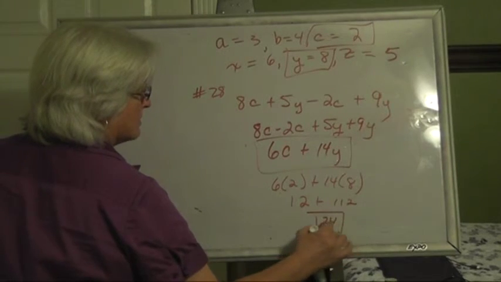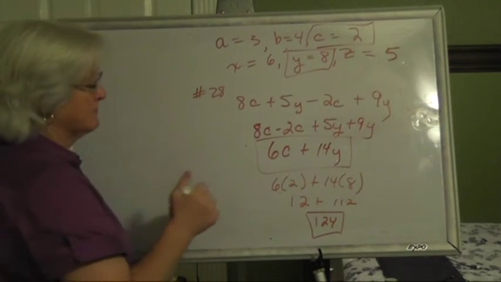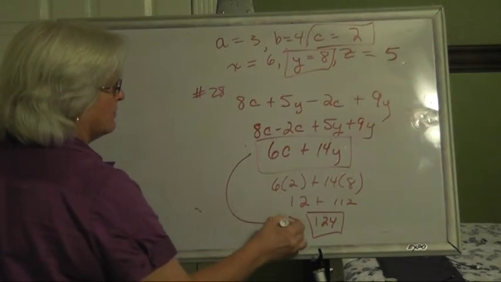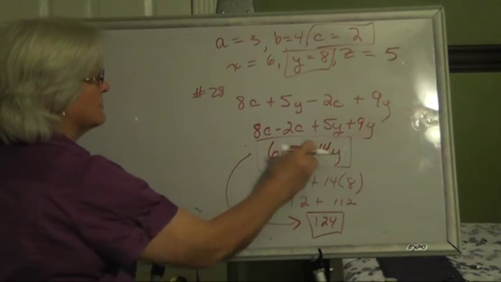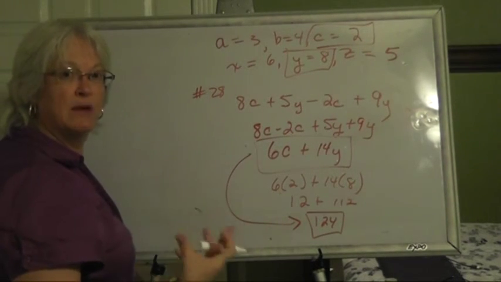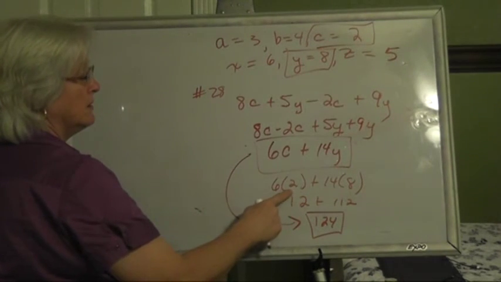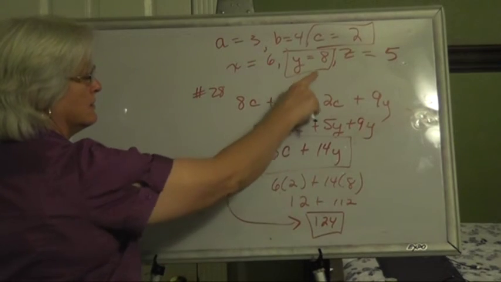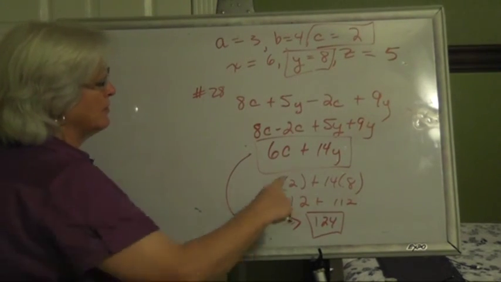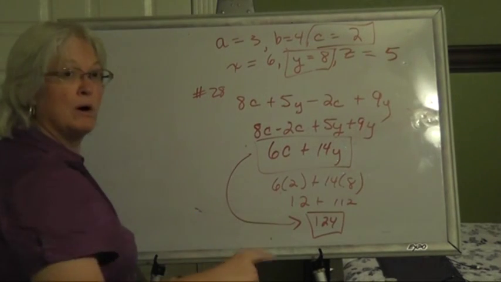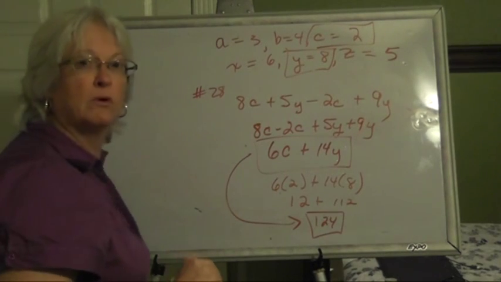This is actually a 2-step problem. First it said simplify, then it said evaluate. So we combined like terms to get 6c plus 14y, and then we evaluated using c is equal to 2 and y is equal to 8, substituted those values in for the two variables c and y, and came up with a value, which is 124.